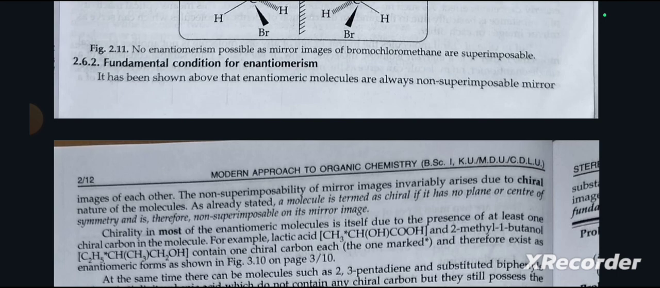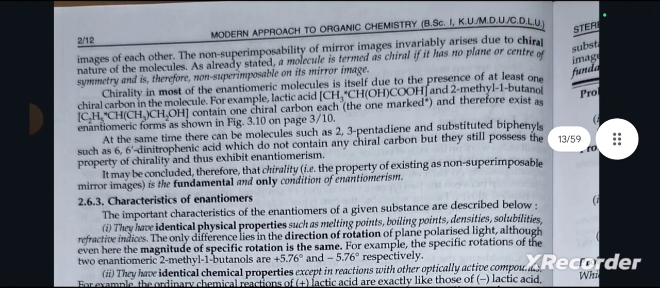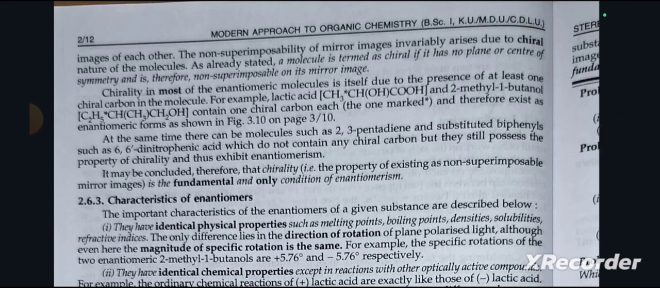2.6.2 Fundamental conditions for enantiomerism. It may be shown above that enantiomeric molecules are always non-superimposable mirror images of each other. The non-superimposability of mirror images invariably arises due to the chiral nature of the molecule. As already stated, a molecule is termed chiral if it has no plane or center of symmetry and is therefore non-superimposable on its mirror image.